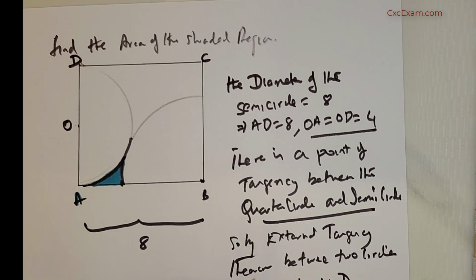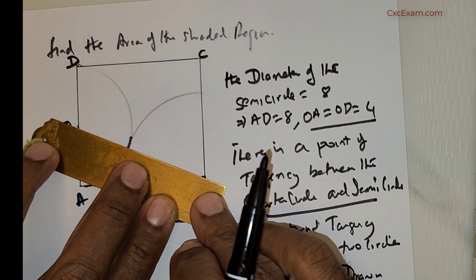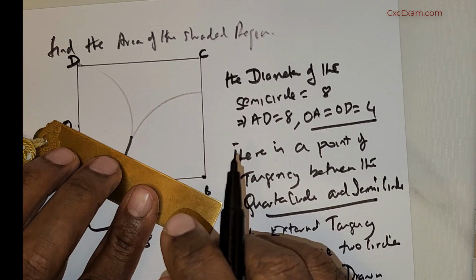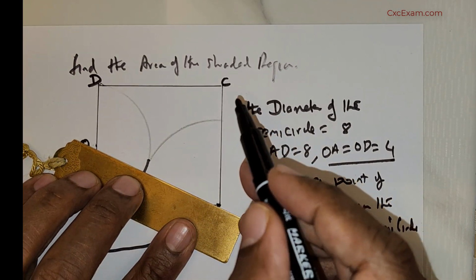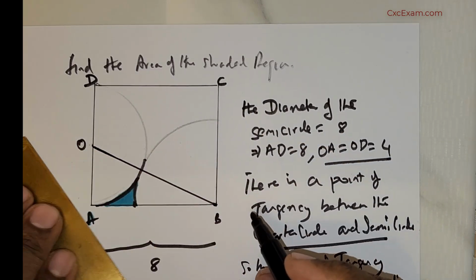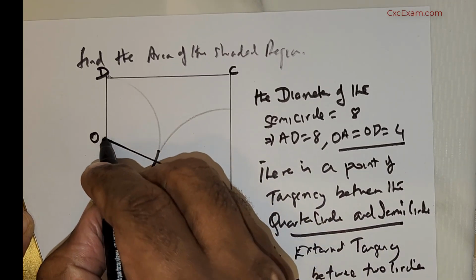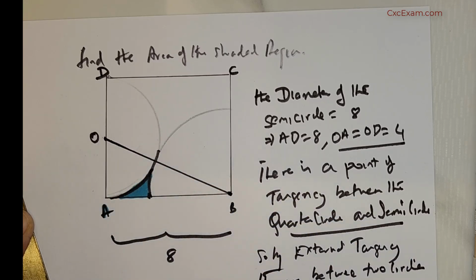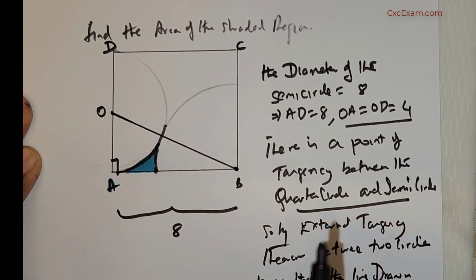So if I were to connect these two, or I would say pass a line through the point of tangency, there's a point of tangency here, then that line would pass through the centers. So there is a point of contact here, there's a point of contact here. I would say the line is passing through these centers O and B. So that means there is a right triangle that has been created. Okay, that is fair enough.